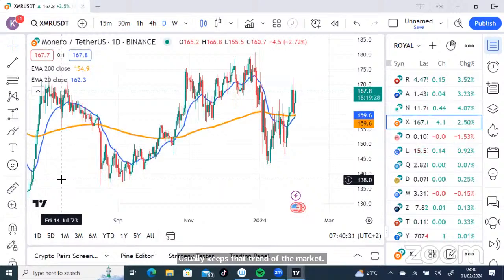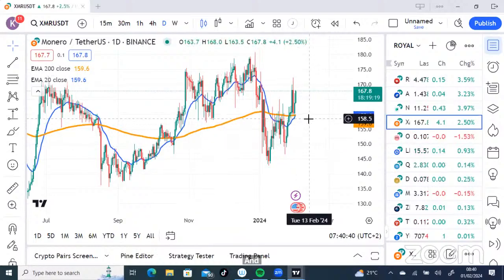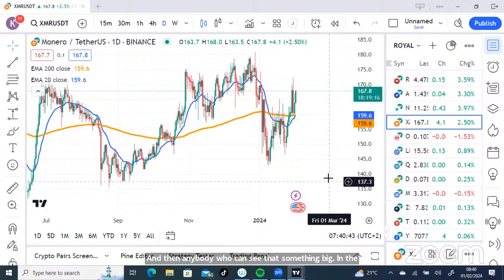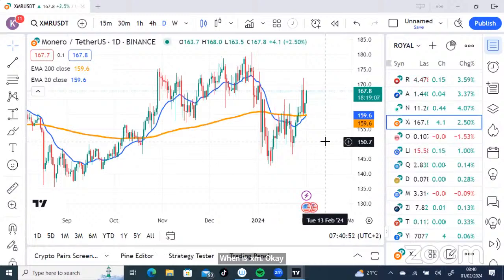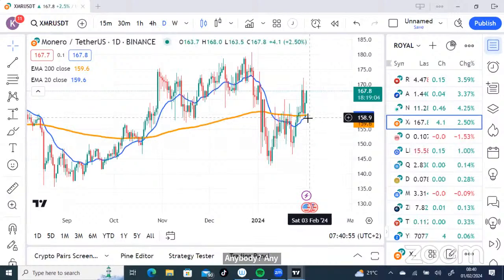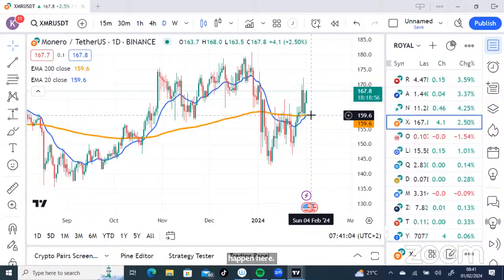Who can see something big about to happen in Monero in the 1 day time frame? Monero is XMR. Anybody who can see something big in the 1 day time frame about to happen on Monero? Anybody who can reply? No one can see? Am I on the call alone? Is there anyone who can see something big about to happen? This is in one day.